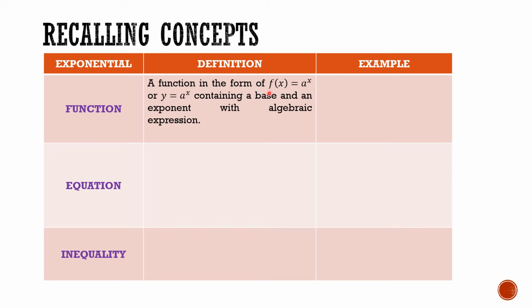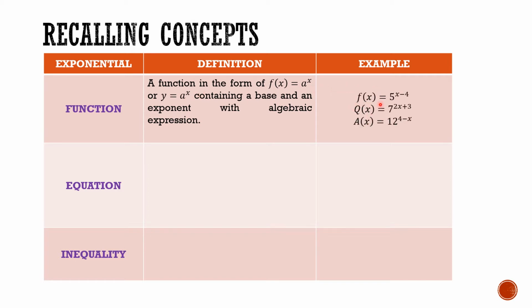It's a function in the form of f of x is equal to a raised to x, or y is equal to a raised to x, containing a base, and the base here is variable a, and an exponent with algebraic expression. And the exponent here is represented by variable x, and that is written in the superscript form or format. Okay, so now let's take a look at the examples given here.